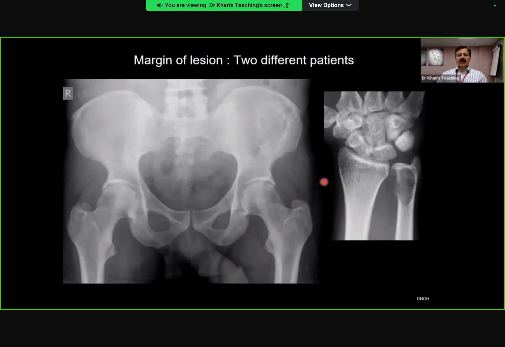Okay, next heading is margin of the lesion. And margin of the lesion is whether the lesion is sclerotic or not. Look here, this is fibrous dysplasia, and this patient has a thick rind of calcification, which is quite pathognomonic for fibrous dysplasia. This one, on the other hand, is a giant cell tumor. Actually, this is the case which was discussed by candidate 1, and this hasn't got a sclerotic margin.